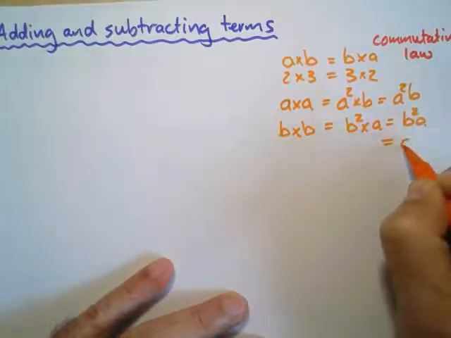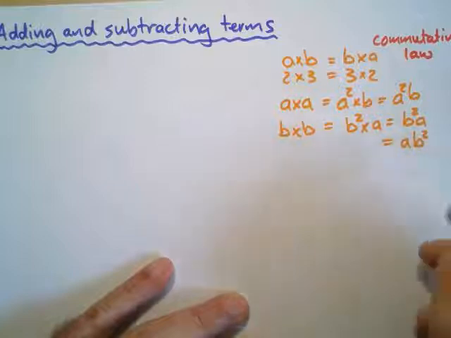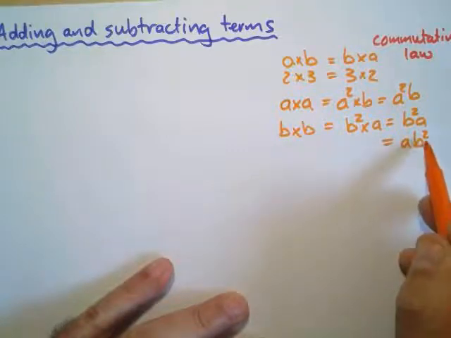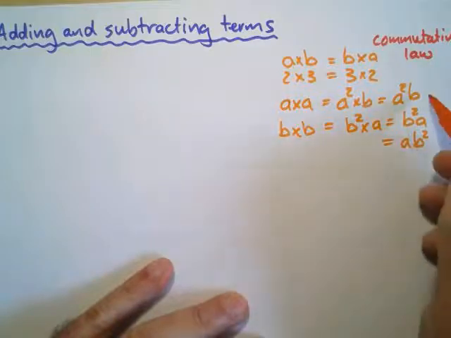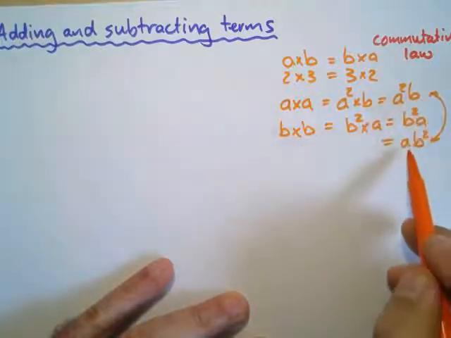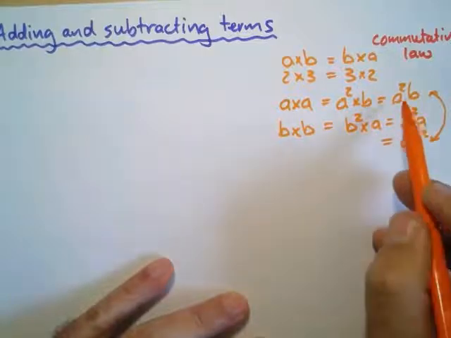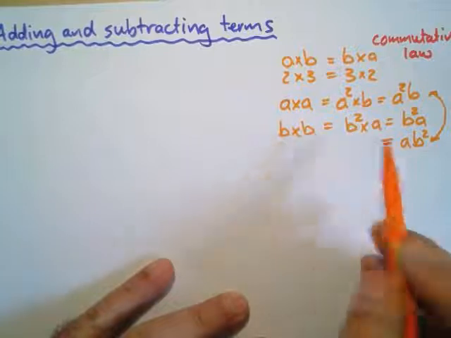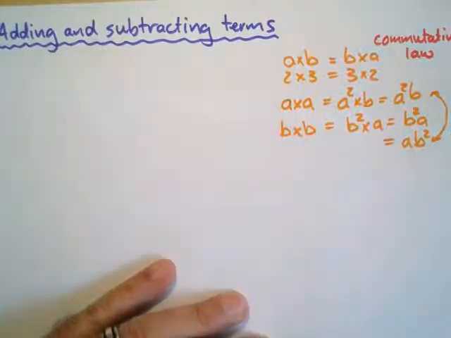But because I have the commutative law, I can swap the two around, because we usually write our variables in alphabetical order. So I'm going to write A and then B squared. Now this obviously is not the same. A squared B is not the same as AB squared, because this means A times A times B and this means B times B times A.